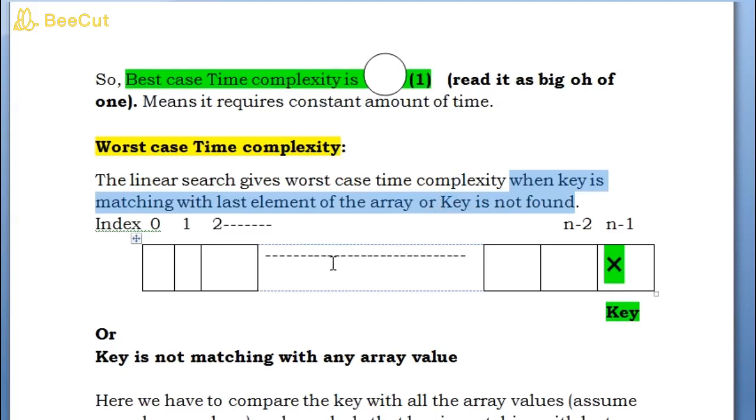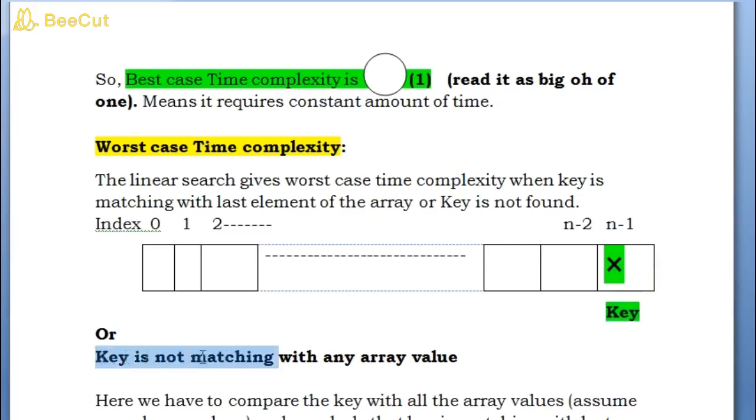So look at the first possibility. What is the first possibility? If the key is matching with the last element of the array, here is the position of the last element. So x is nothing but the last element, and the key and the last element are both the same. That means the key is found, or the key is equal to the last element. At this moment the linear search mechanism gives worst case time complexity.